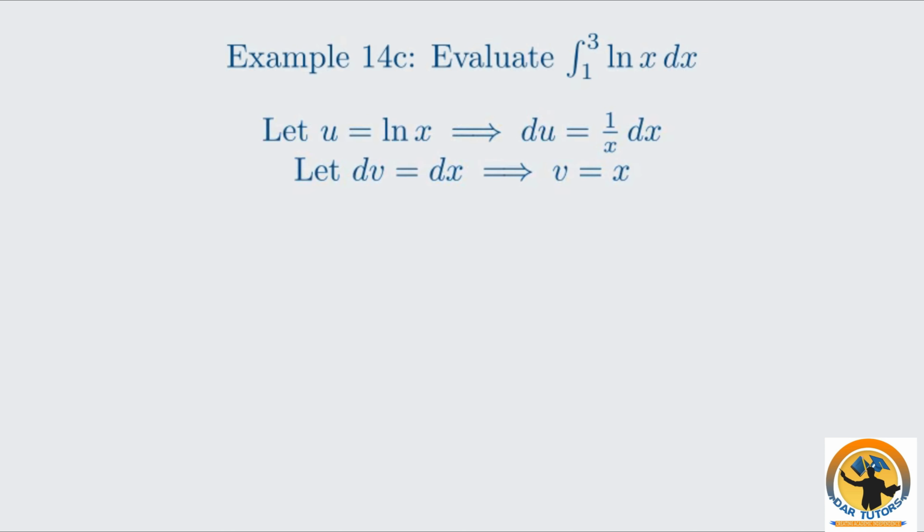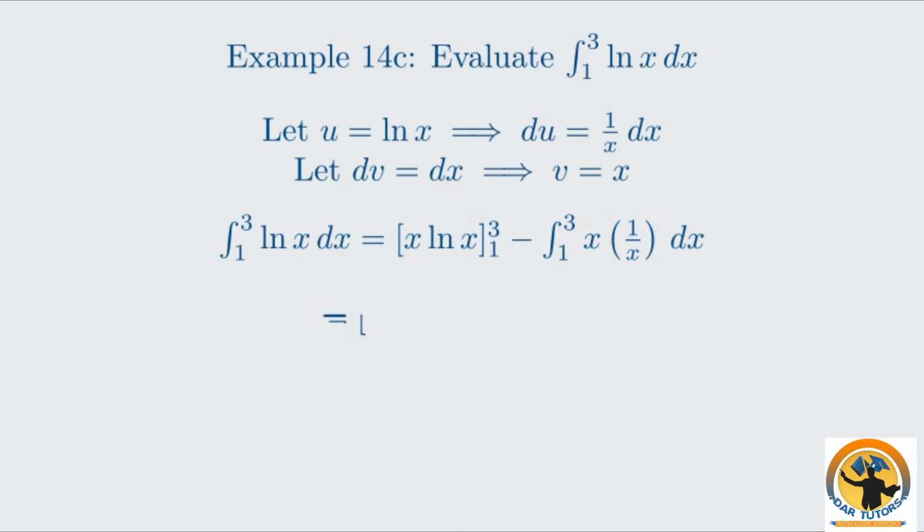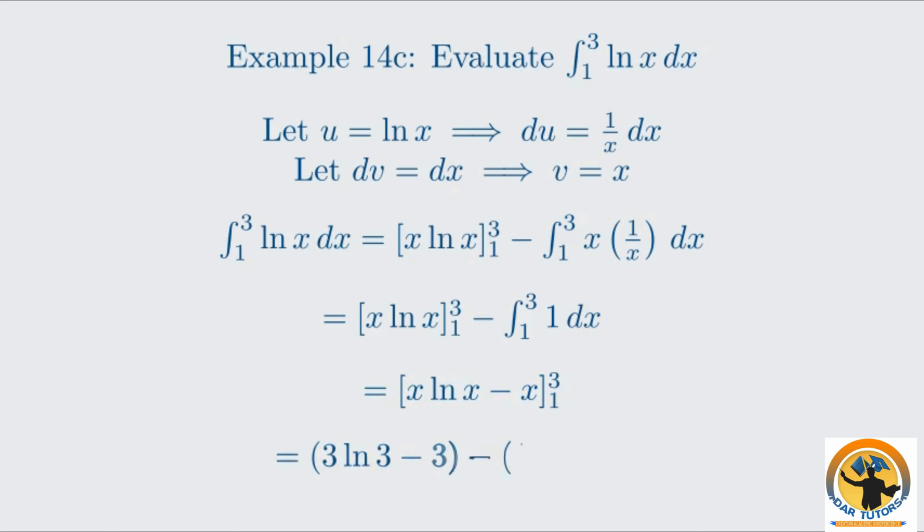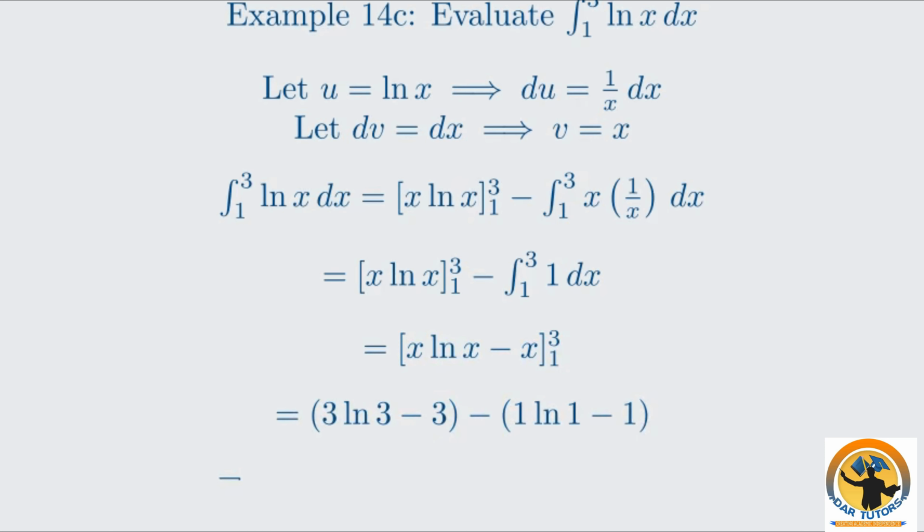Now we apply the formula. The integral is u times v, which is x ln x, minus the integral of v du, which is the integral of x times 1 over x dx. This simplifies to x ln x minus the integral of 1 dx. The integral of 1 is x, so our antiderivative is x ln x minus x. Now we evaluate this from 1 to 3. Substituting 3, we get 3 ln 3 minus 3. Substituting 1, we get 1 ln 1 minus 1. Since ln 1 is 0, the second part is negative 1. So the result is 3 ln 3 minus 3 plus 1, which is 3 ln 3 minus 2.